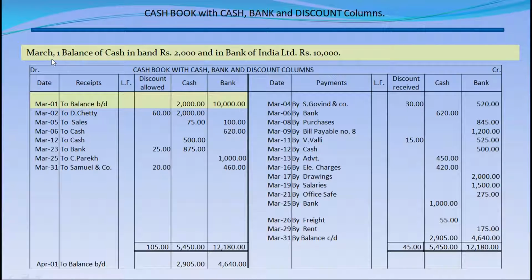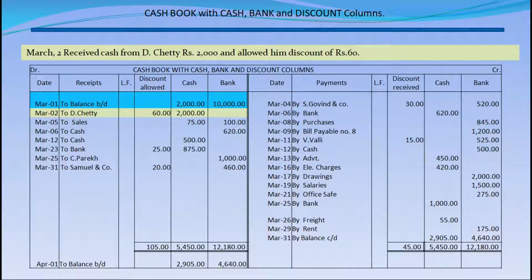So on March 1, the transaction is balance of cash in hand 2000 and in Bank of India 10,000. It is a balance. So we have cash in our bank and in our cash chest. So we have to record this on the debit side as March 1, to balance brought down, cash 2000 and bank 10,000. We will go to next transaction.